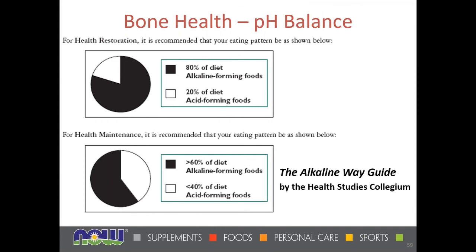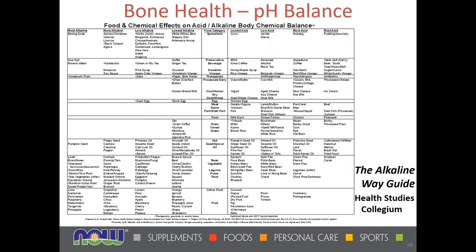Now, for health maintenance, it's recommended that 60% of the diet be alkaline-forming foods. And for health restoration, it's recommended that 80% of the diet be these alkaline-forming foods. The alkaline-forming foods tend to be more supportive of the body, of healing, and less stress on the body than a high acid diet.